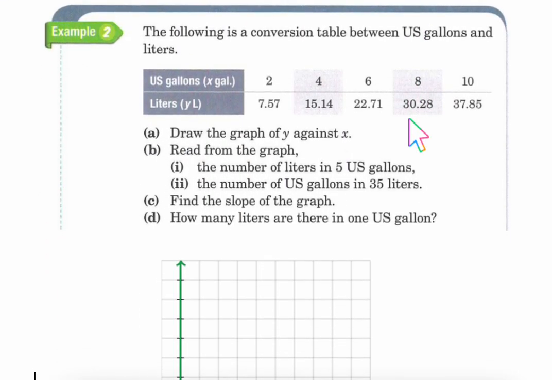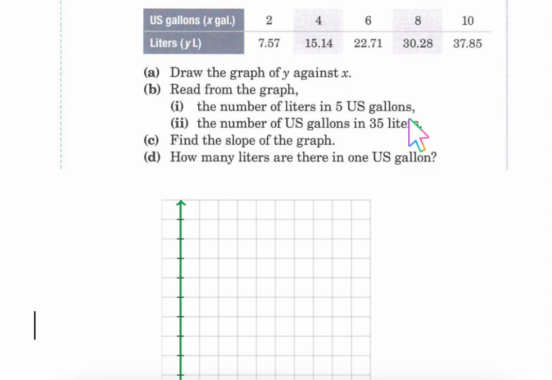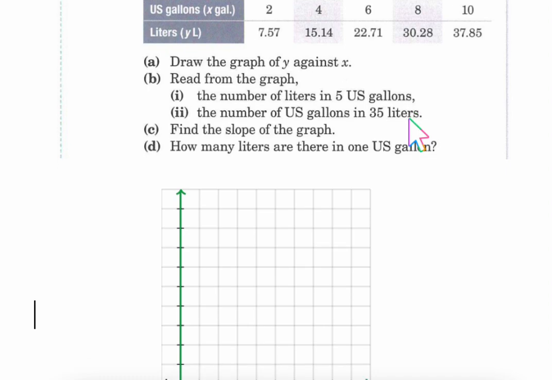Example 2 from your book. The following is a conversion table between US gallons and liters. Draw the graph of Y against X, and then read from the graph the number of liters in 5 US gallons, and the number of US gallons in 35 liters. Then find the slope, and then figure out how many liters there are in 1 US gallon.